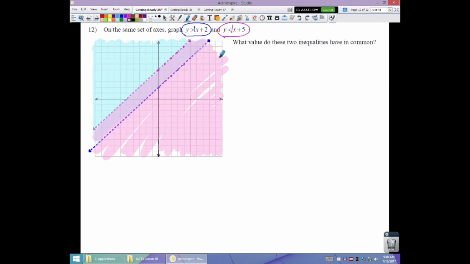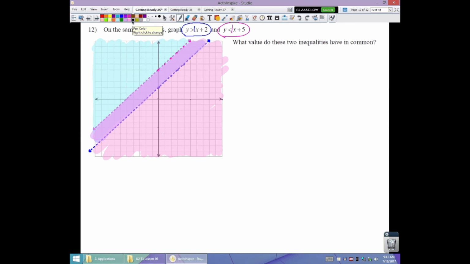Now, the spot where I overlapped, where I shaded both pink and blue, is between the two lines. So I might darken that with a purple shade here. This would actually be all of the points, there are infinitely many of them, but all the points that satisfy both inequalities, so the solution to that system. So what value do these two inequalities have in common?